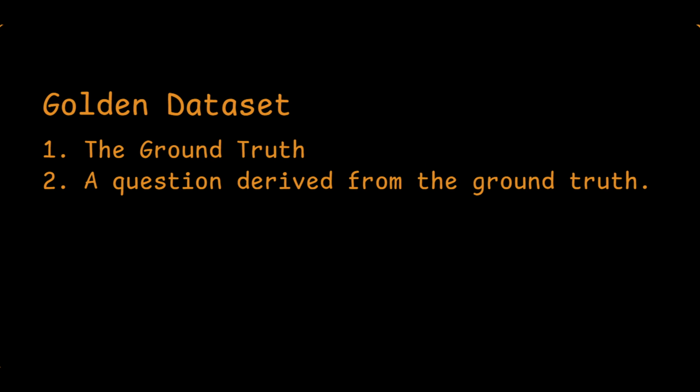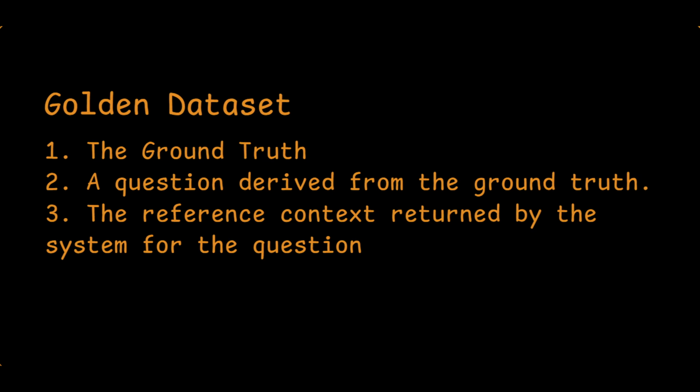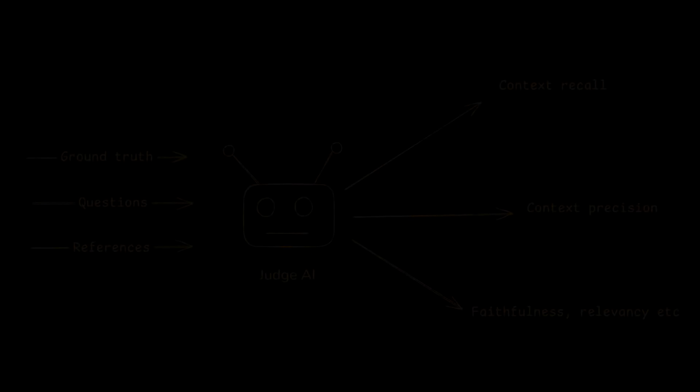This golden dataset consists of three things: some notes of mine, which is the ground truth; a question extracted from the ground truth by the generator AI; and the references that our system returned when the question was given to it. So I made like 100 odd questions from this, and you really don't need to do the manual work. Frameworks like RAGAS take care of it for you.